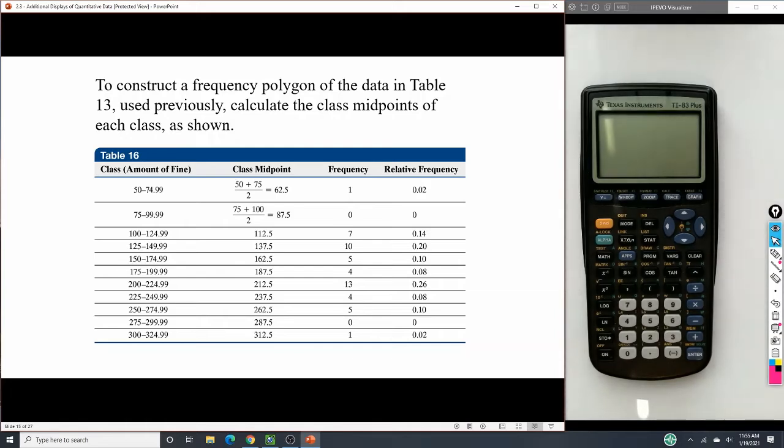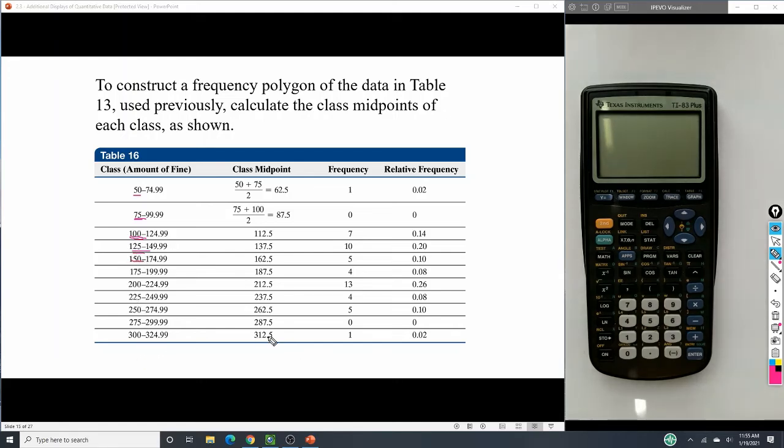All right, so here we have our information, and we need to find our midpoints. We took 50 and 75, added those together and divided by 2 to find the midpoint of 62.5. Then we take 75 and 100, add them together, divide by 2, and we continue to do that for each one of those, all the way down.